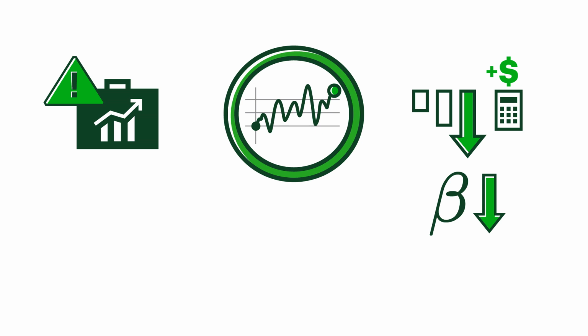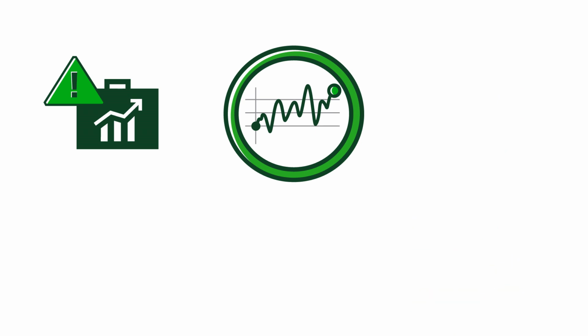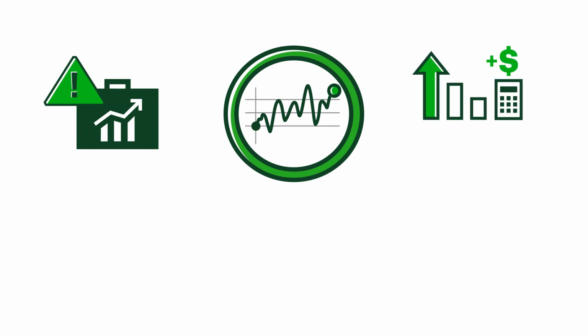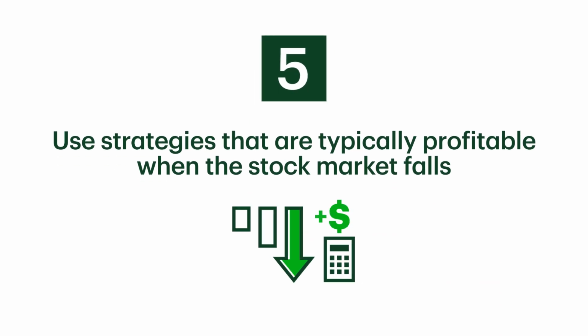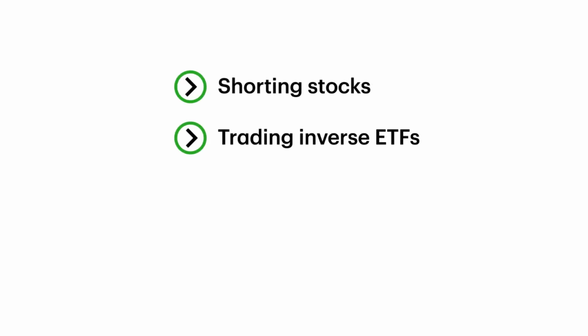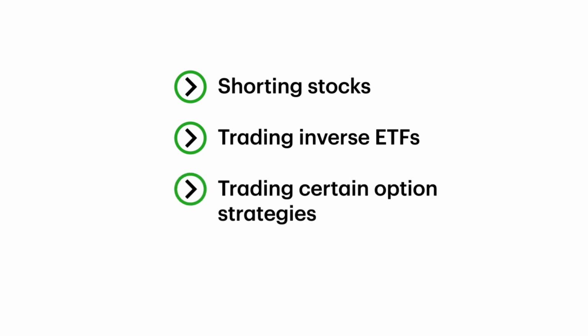And what if a correction does occur, but it's smaller than expected? In that case, an investor may want to increase the percentage of their portfolio invested in equities, or increase the average beta of their equity positions. Now for step 5. Use strategies that are typically profitable when the stock market falls. A word of warning about this one. These strategies are best left to more experienced investors because they can be complex and carry additional risks. For this reason, I won't be diving into each strategy, but some of them include shorting stocks, trading inverse ETFs, and trading certain option strategies.